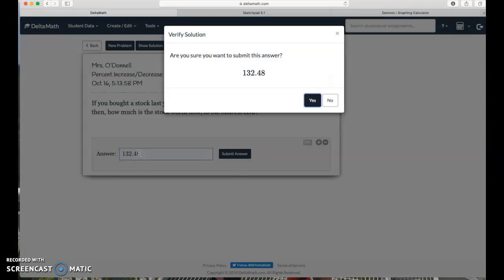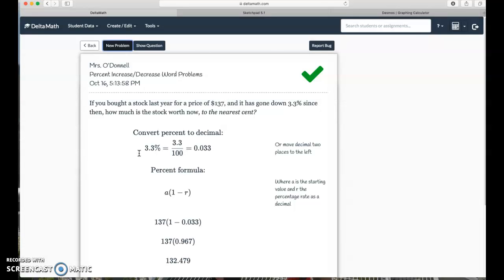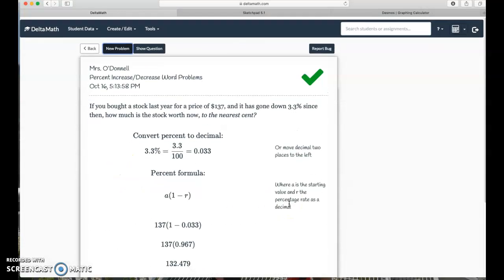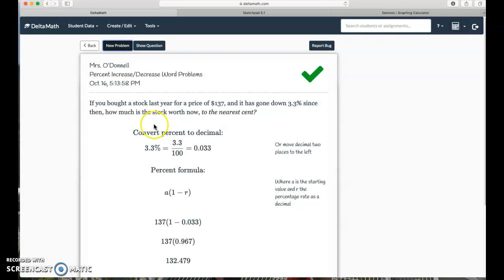Let's see what Delta Math says. Enter, enter. Hey, they liked it. All right, and that is how you do percent increase, decrease with word problems. Okay, so I knew it was a decrease because it's gone down, and I just used my formula for that.